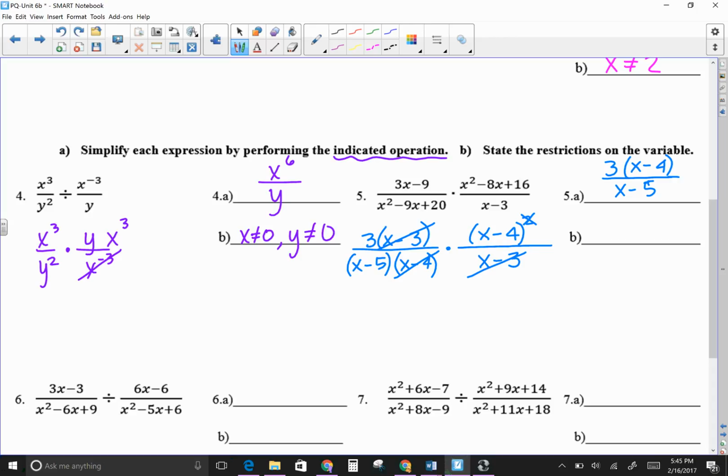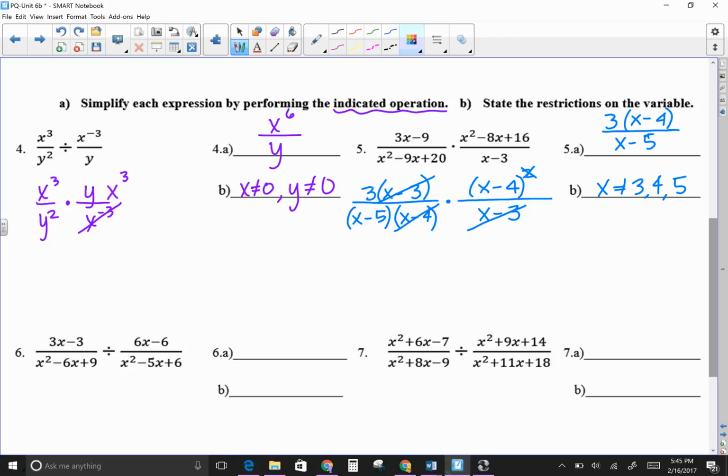Okay. What can x not be? Okay, so I'm looking at this bottom, but here it is in factored form. So that means I'm going to have x cannot be 3, 4, or 5. The order that you write those in does not matter. Okay? Moving down to number 6.